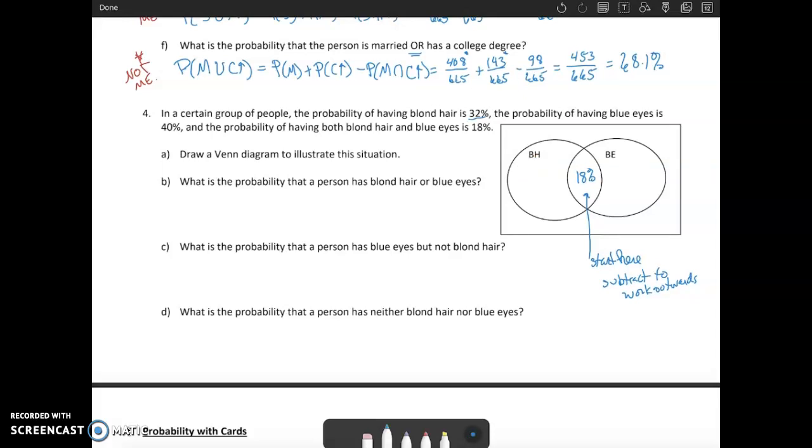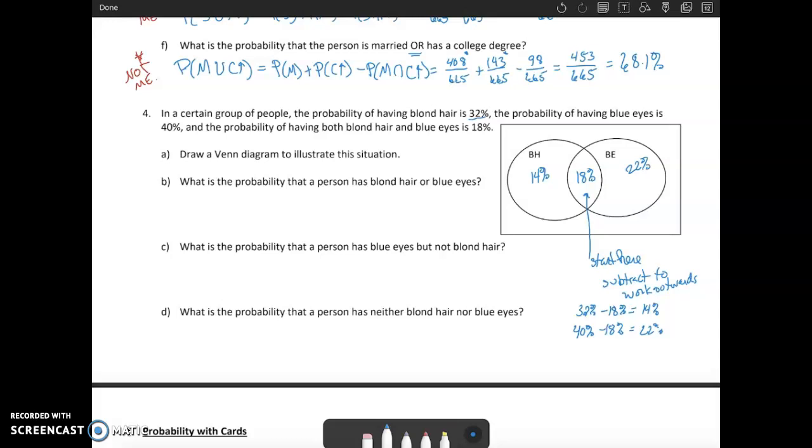What I have to do is say, okay, there are 32% in that circle, but I've already put 18% in there. So what's left is 14% to go out here. Now those two values add up so that the total inside that circle is 32%. Do the same thing with the blue eyes. There need to be 40% total people in that circle, but there's already 18%. So subtract that out. That means 22% of people fall out here.